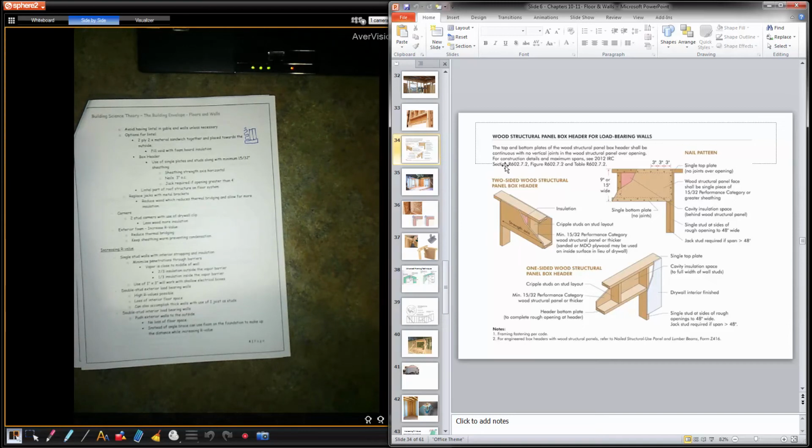Right here. So for construction details and maximum span, see the 2012 International Residential Code. So there are specs for how wide you can go. But again, you're not going to see this on standard construction, but you'll possibly see this on advanced framing. Okay? That's why it's in this chapter. So minimizing lintels, minimizing wood, which creates a path for heat to leave. So it should be spec'd for spans through the International Residential Code.